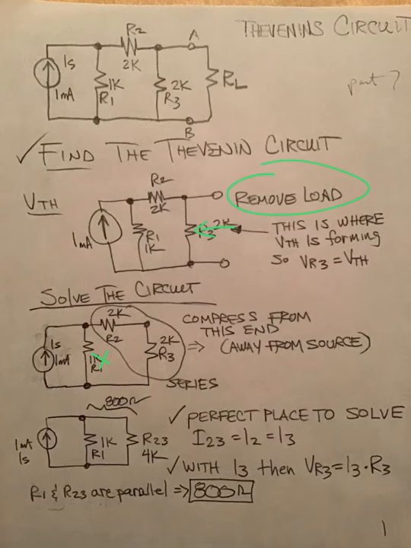So all we do to solve the circuit is come to this problem right here, where I have clearly combined R2 and R3. Those two resistors compress. They are in series, and I'm away from the source. Whether it's a voltage or a current source, you always start compressing from the outside, looking in. So the 2K and the 2K become 4K down here.